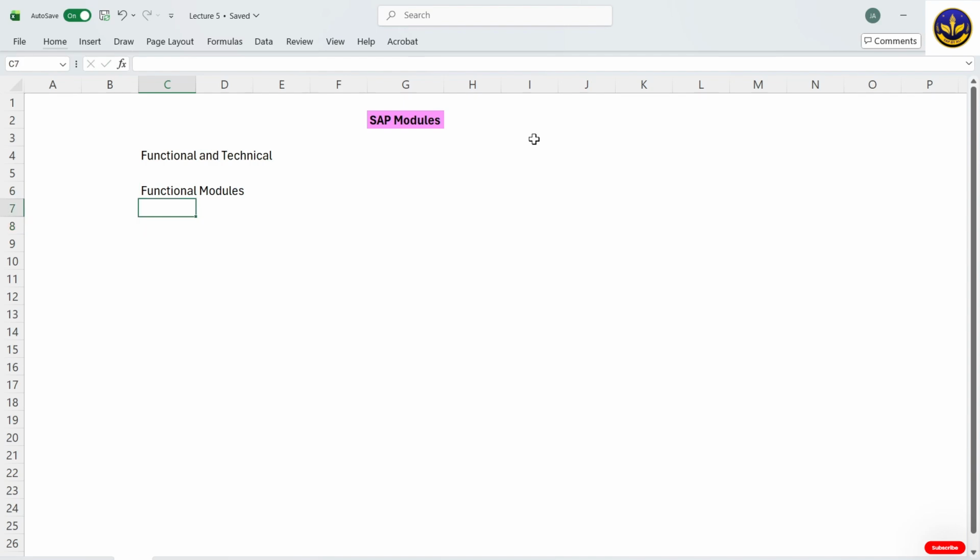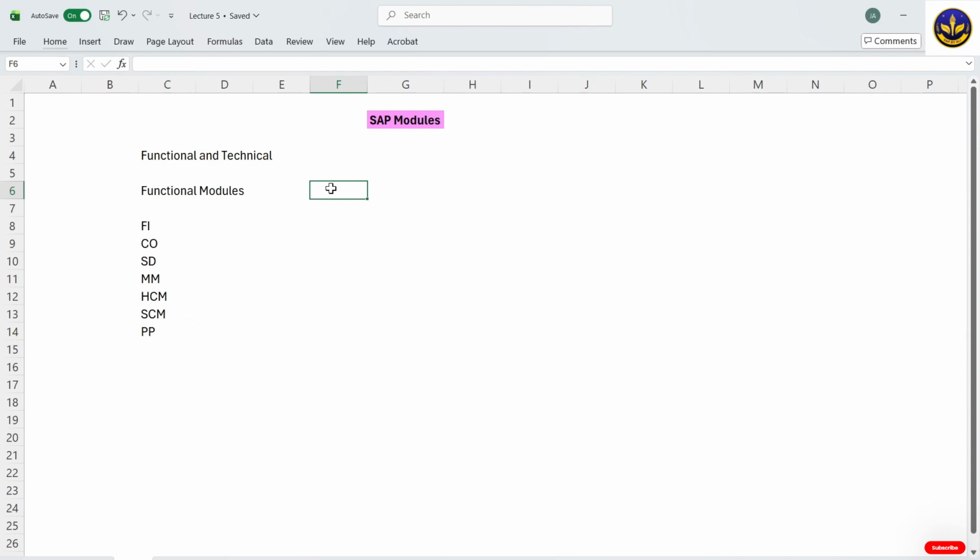Below is the list of major functional modules that are available in SAP, and these are FI, CO, SD, MM, HCM, SCM, PP, and so on.